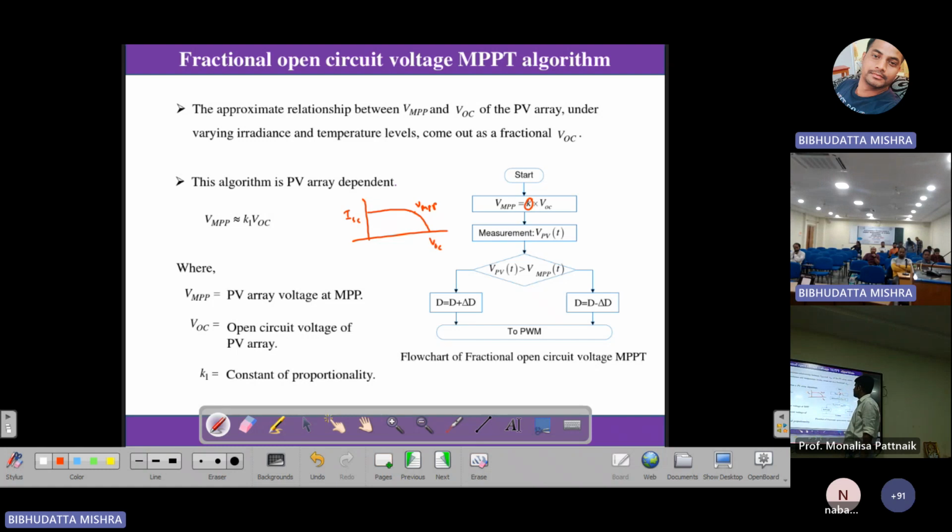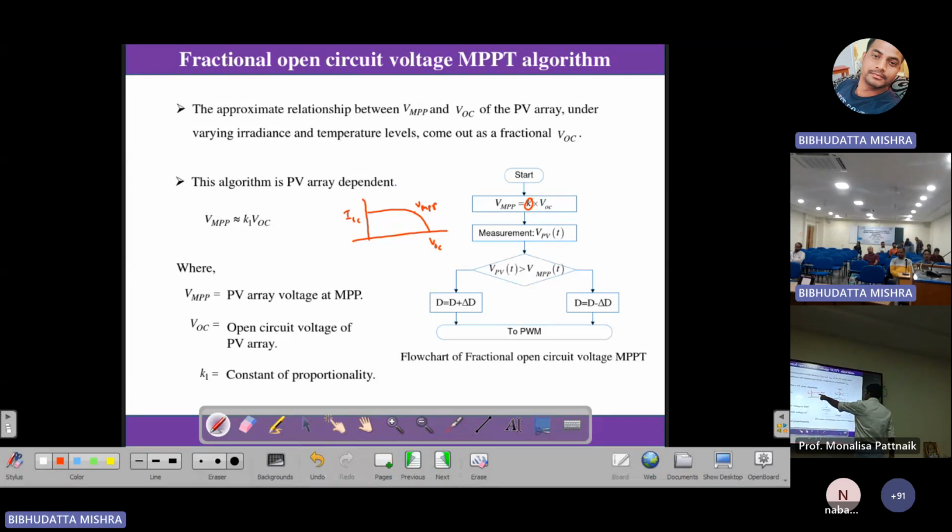You need to decrease the panel voltage, and to decrease the panel voltage, you need to increase the duty ratio. That is why you are increasing the duty ratio. There are only two cases, either left hand side or right hand side. Either the instantaneous panel voltage is greater than the MPP voltage, which we have already decided, or it is less than the MPP voltage. If it is here, you should decrease the voltage. If it is here, you should increase the voltage, and accordingly you should change your duty ratio.